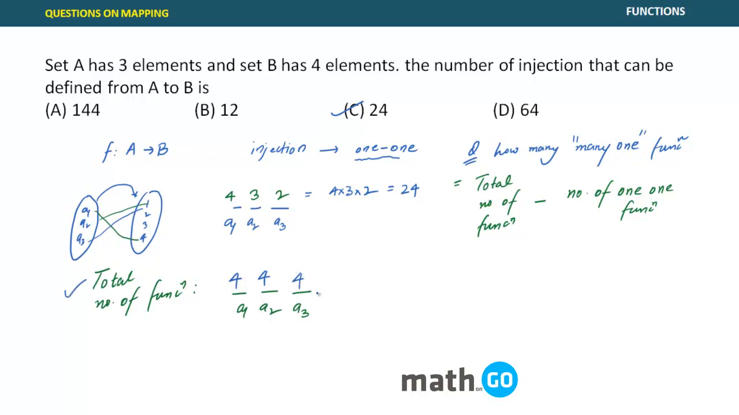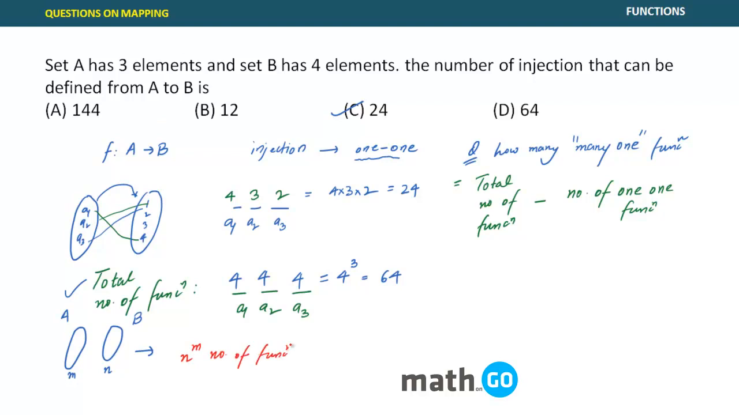So here it will also be 4. So for this, the answer would be 4 cube. So that means the total number of functions that are possible is 64. And if we want to summarize this into a formula, let's say there is a function going from A to B, where A has m elements and B has n elements. The total number of functions that will be possible, which you should remember as a formula, would be n raised to power m, number of functions, right?